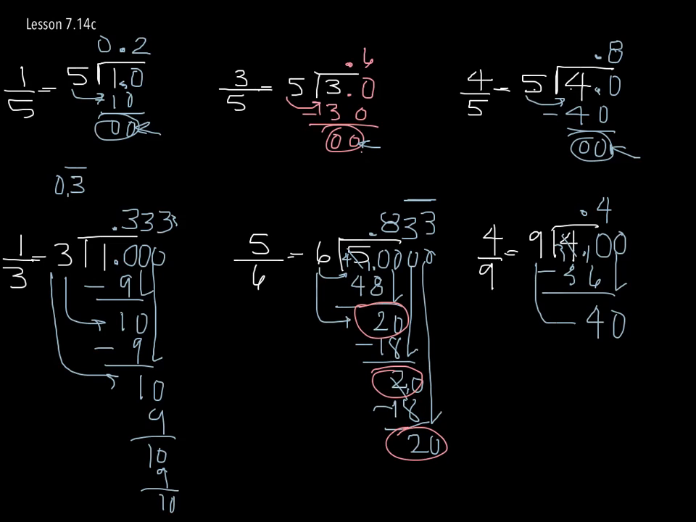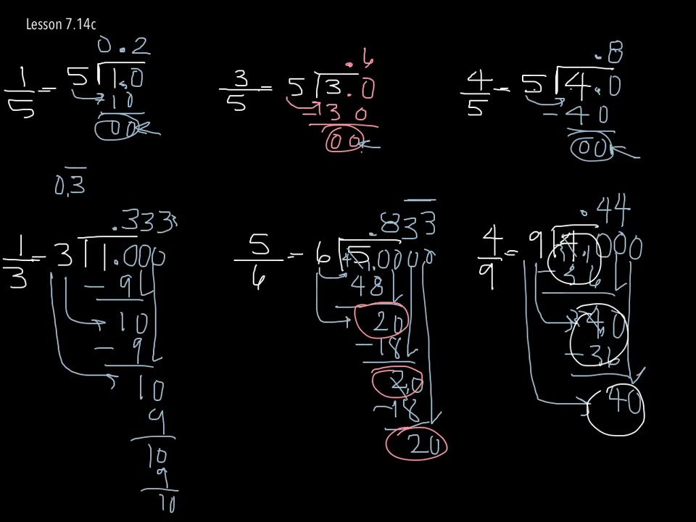How many 9s out of 40? Well, last time it was 4. 36. Subtract. 4, because that's 3, 0, 40. Now, how many 9s in 40? Wait a minute. We've asked this question once here, twice here, and this is the third time. So have we developed our pattern? Yes, we have. 4/9 is 0.44 continuous.